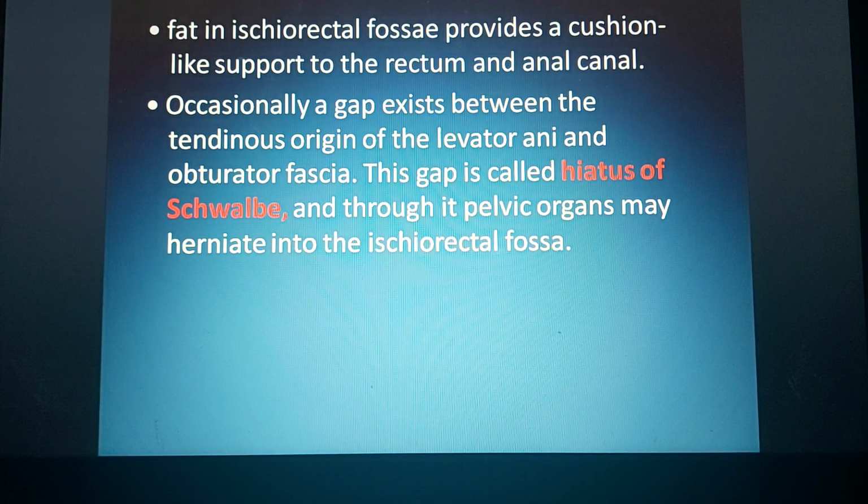Fat in the ischiorectal fossa provides cushion-like support to the rectum and anal canal. That is the main function of this ischiorectal fossa. Occasionally, a gap exists between the tendinous origin of the levator ani and the obturator fascia. This gap is also called the hiatus of Schwalbe, and through it, pelvic organs may herniate into the ischiorectal fossa.